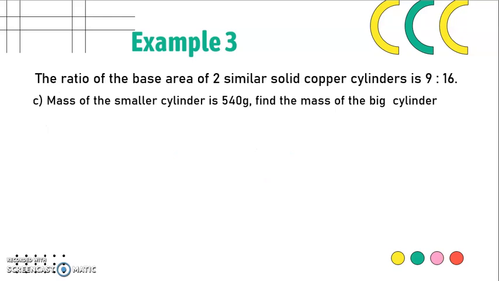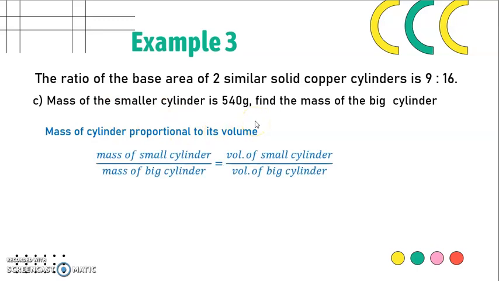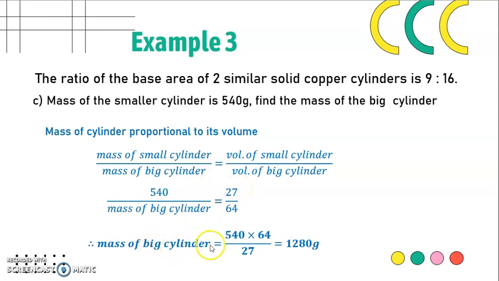Okay. Next, now we have to find the mass of the big cylinder if the mass of the small cylinder is 540 gram. Okay, so the mass of the cylinder is proportional to its volume. So we can say that the mass of the small cylinder divided by the mass of the big cylinder is equal to the volume of the small cylinder divided by the volume of the big cylinder. Once you get this, key in all the information given, and then you'll get 540 divided by mass of big cylinder is equal to 27 out of 64. Alright, all you need to do is cross multiply, and you'll get mass of big cylinder is equal to 1280 gram. Okay, so this is how you calculate the mass of the big cylinder.